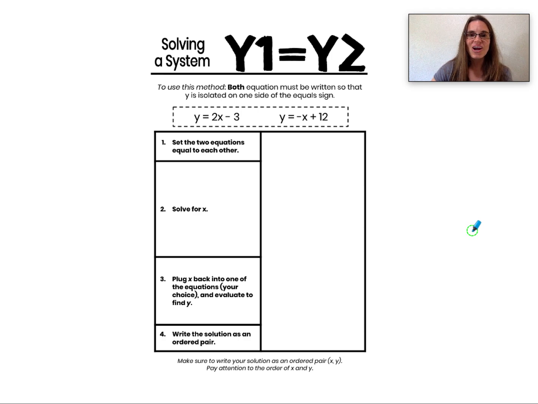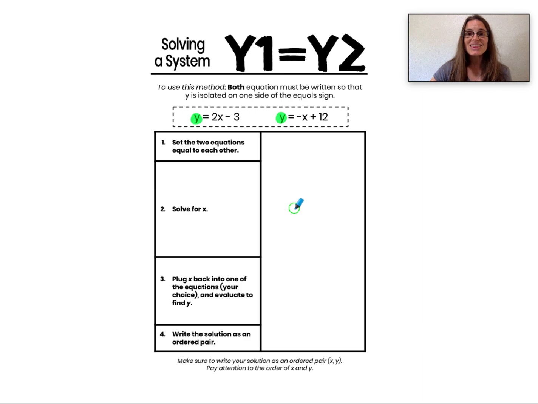And just like that, we are at our third method for solving a system. So far, we have solved systems using tables, using graphs, and now we're going to solve our system using the algebraic method called y1 equals y2. By algebraic, I mean we're going to solve the system by solving equations. This method is also called the equal values method, and this method can only be used when both equations are written so that y is isolated on one side of the equal sign. In other words, we have y equals, y equals.